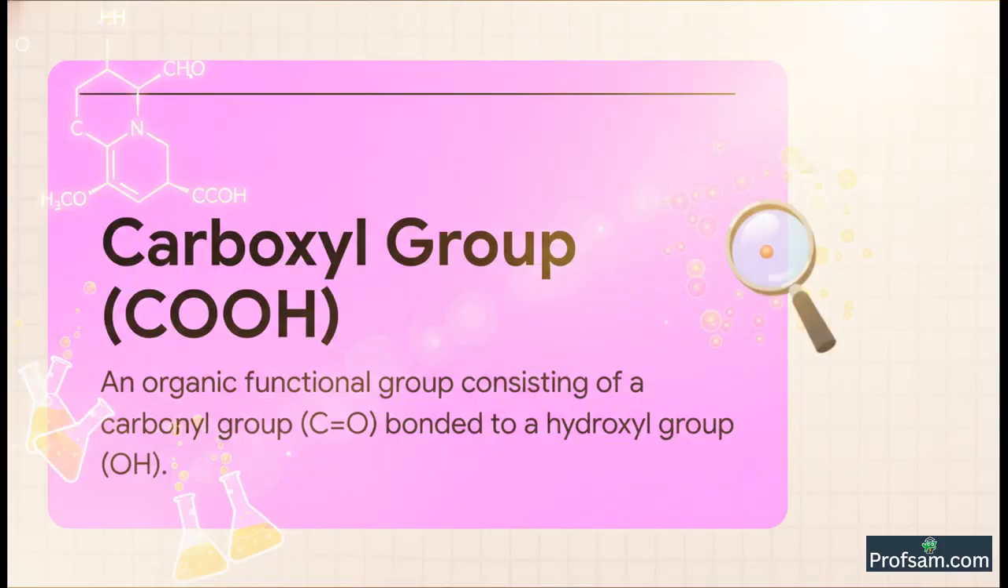So, to give you the formal exam-safe definition, the carboxyl group is an organic functional group consisting of a carbonyl group, which is C double bond O, bonded directly to a hydroxyl group, which is OH. It is simply the combination we just discussed.